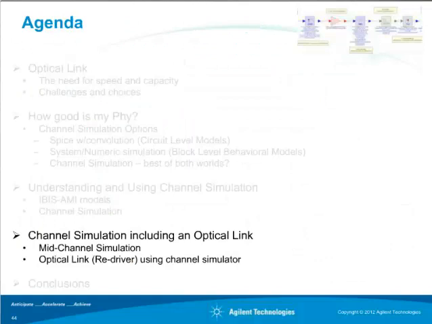So that's really all the detail I want to cover here in terms of the IBIS AMI and the channel simulation. Let's really get into this. And here at the end, this is kind of the easy part, if you like. We're going to see how this bolts together with an optical link.